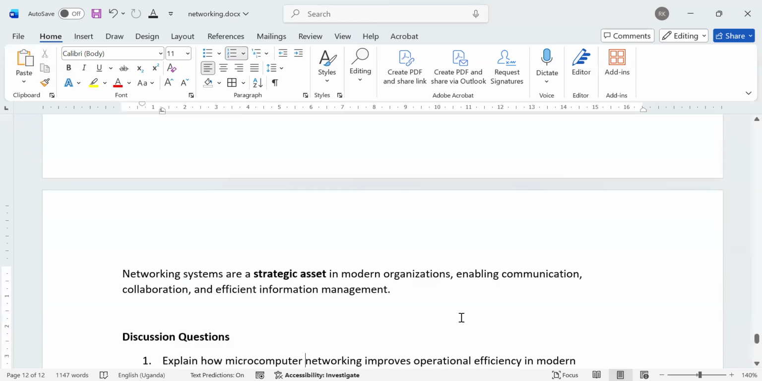So network systems are strategic assets in modern organizations, enabling communication, collaboration, efficiency, and information management. Many organizations today, if not all, are relying on networks. Banks, URA, lands, everywhere you go, it is network.